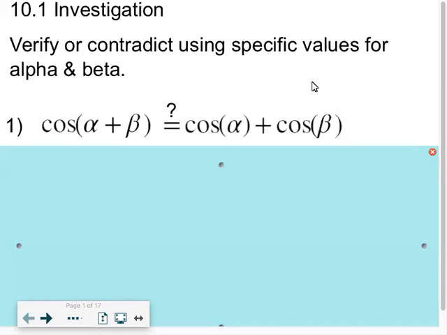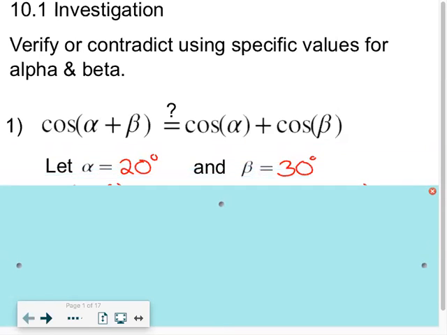So what you're looking at on the board right now is kind of like a test, right? What it's saying is cosine of some angle alpha plus some angle beta, and it's asking the question, is it equal to the cosine of that angle alpha plus the cosine of that angle beta? So I arbitrarily selected two angle measures, one for alpha, one for beta, and I'm just going to use my calculator and check, is this a true statement or not?